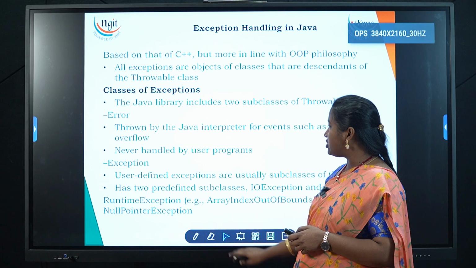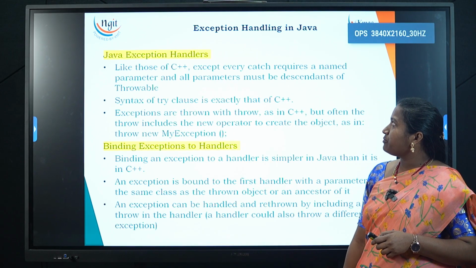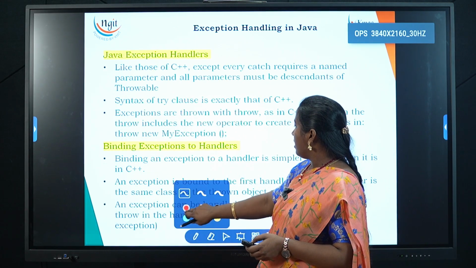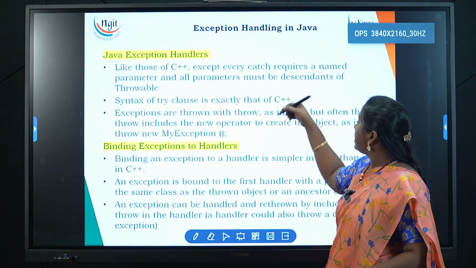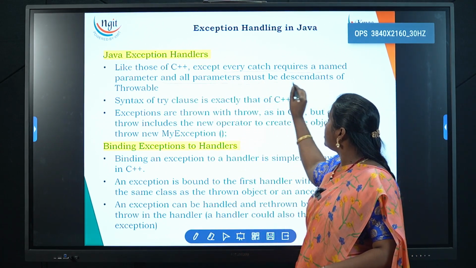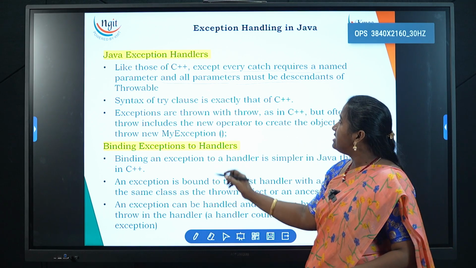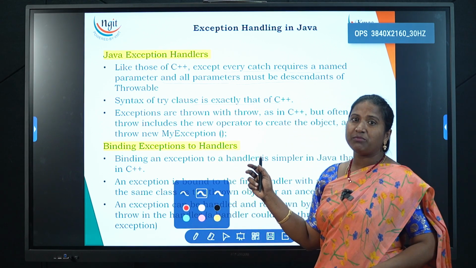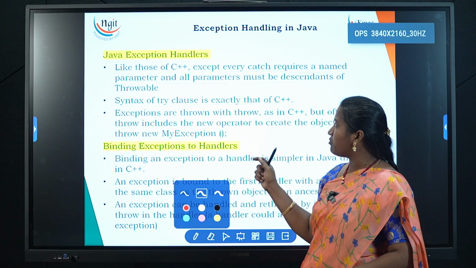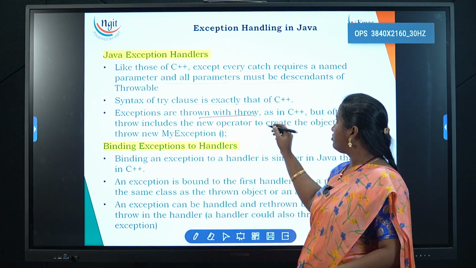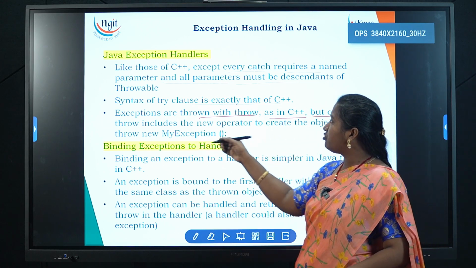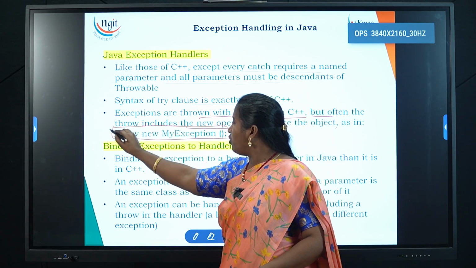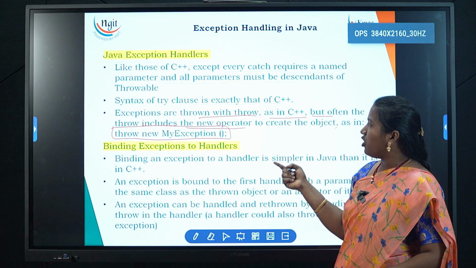Now we'll see how these exceptions get handled. Java exception handlers are like those of C++, except every catch requires a named parameter and all parameters must be descendants of Throwable. The syntax of the try clause is exactly that of C++. Exceptions are thrown with throw as in C++, but often the throw includes the new operator, for example, throw new MyException, to create the object.